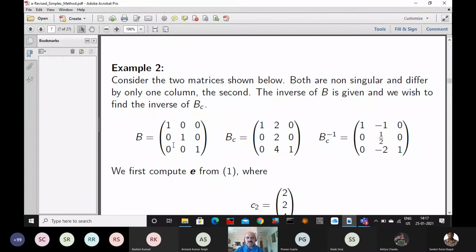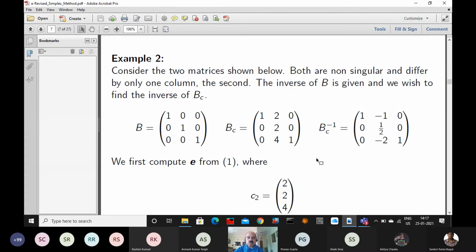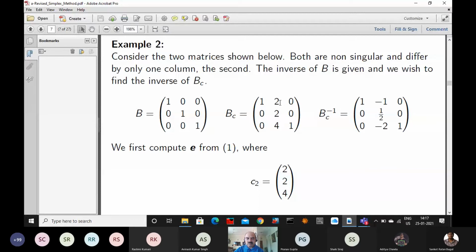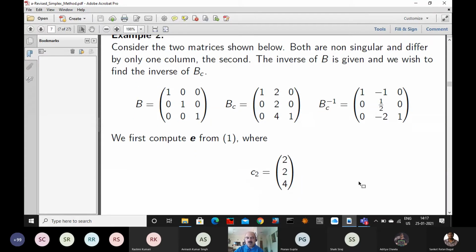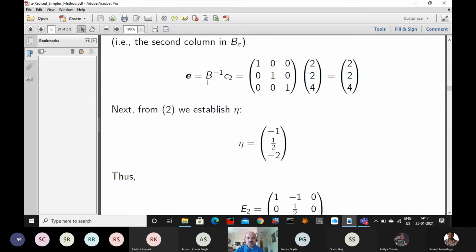So how do you compute BC inverse? We got C2, the middle column. You see, this is the difference: 2 to 4. Now what we'll do is E equal to B inverse into C2. As a result, you will get 2 to 4. Now with respect to this 2 to 4, since it is the second column, we have eta 2. So it is half, minus 1, minus 2.